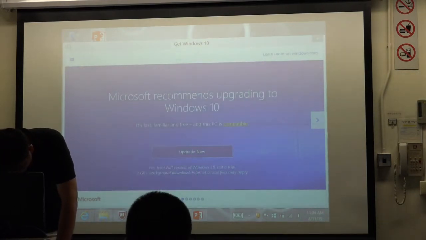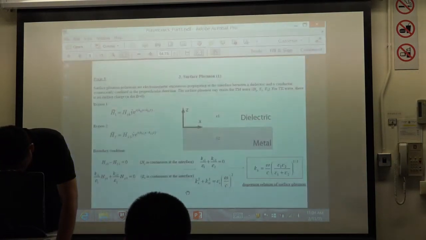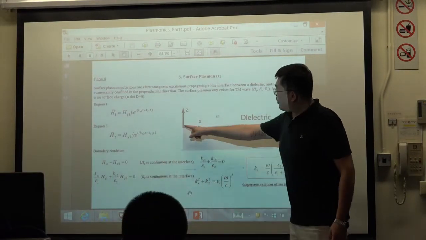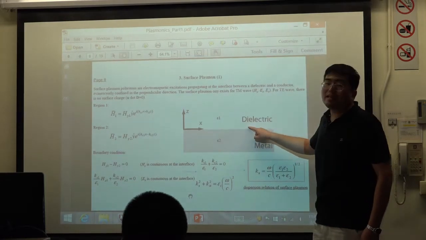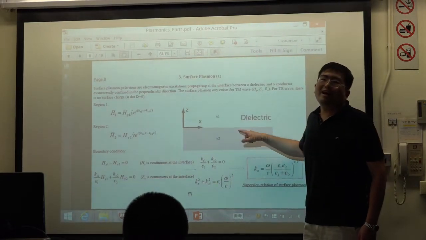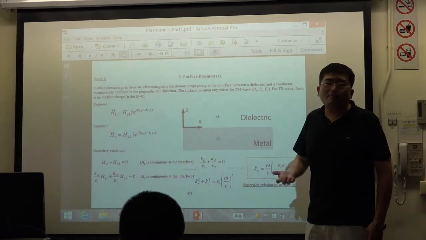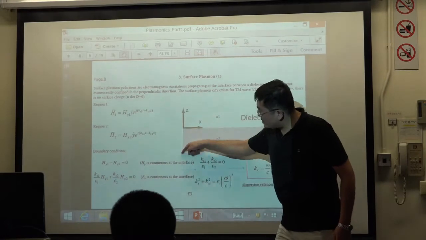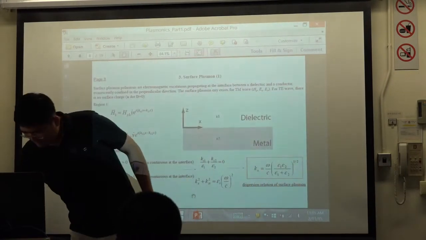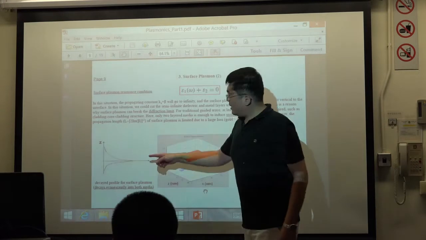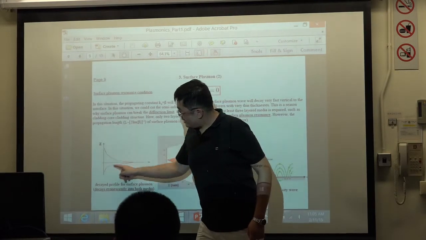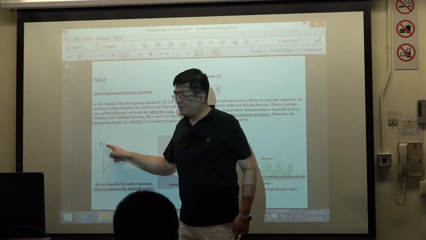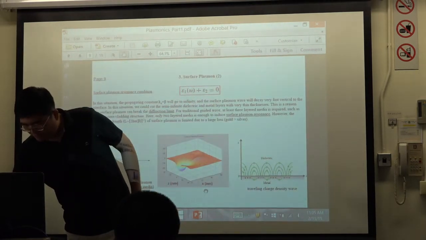Let's go. Okay, I go back here. This is the surface plasmon. They propagate along this direction, but they decay because it is a lossy material. The propagation constant is complex, so the propagation decays along this direction. Along the two directions, they decay. This is the decay profile. You can see along these two directions they also decay. The decay along the metal is faster than in the air. This is the physical picture.